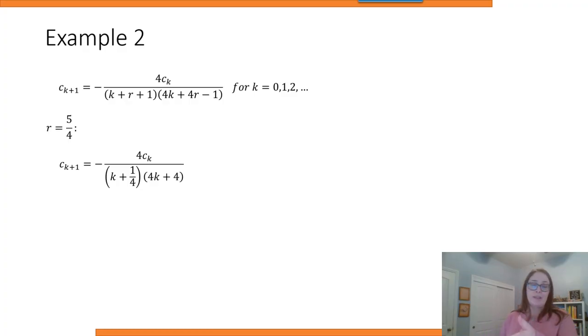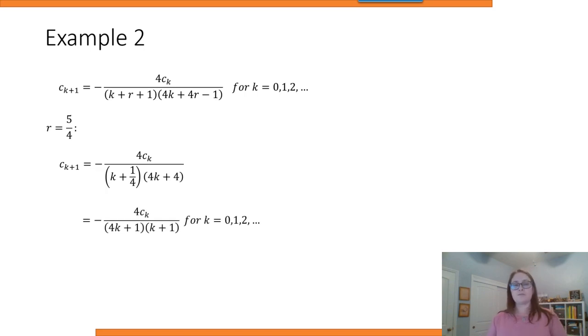And it so happens that I can factor a 4 out of the 4k plus 4 and then distribute it to the k plus 1/4 to eliminate that fraction. So if I do that, I end up with negative 4ck divided by (4k plus 1) times (k plus 1). So just a little nicer. It's not a necessary step, but it does make life easier when you start plugging values into this.